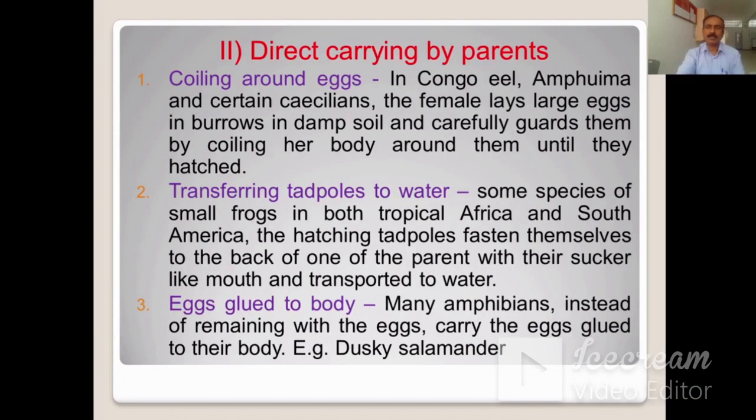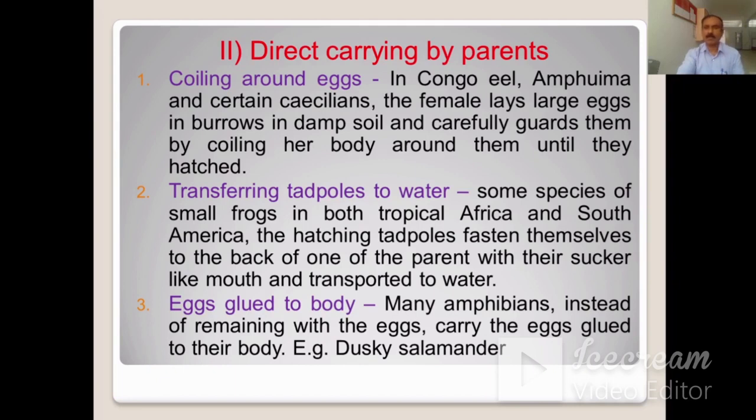This is the second major type, that is direct caring by the parents, in which there are subtypes. Number one is coiling around the eggs. In the Congo eel, Amphiuma, and certain caecilians, the female lays large eggs in burrows in damp soil and carefully guards them by coiling her body around them until they hatch.